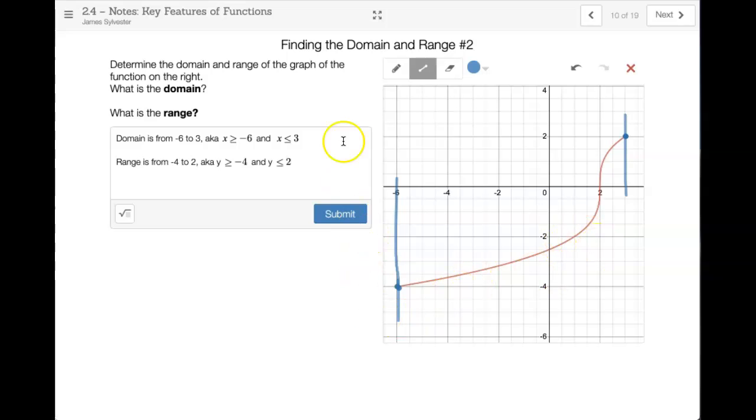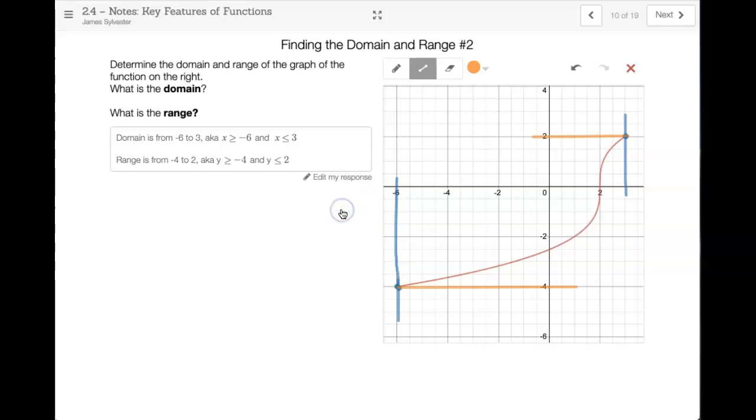And then the range is the y value. So for the range, it goes from here, which is -4, to here, which is 2. So the range goes from -4 to 2, which is what I'm saying here, that y can be greater than or equal to -4, and less than or equal to 2. I wrote it a couple different ways. I said the range is from -4 to 2, or aka y is greater than or equal to -4, and y is less than or equal to 2. Did the same thing with the domain, so there's that.